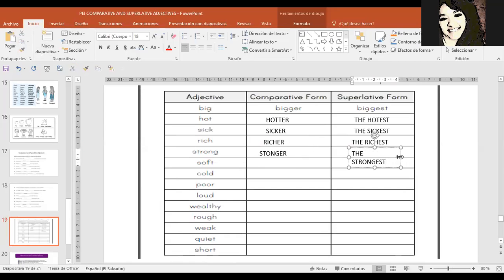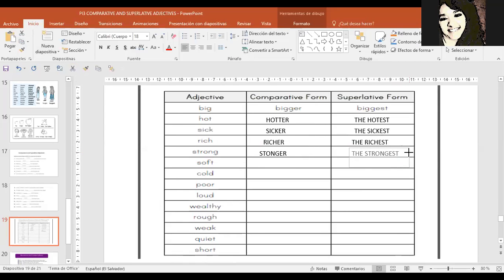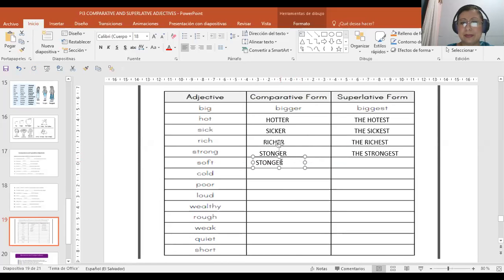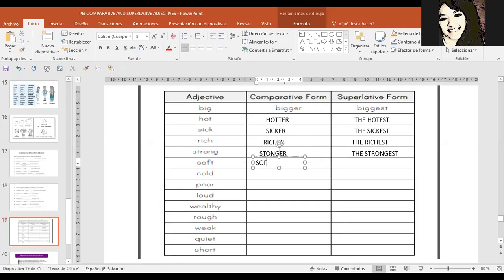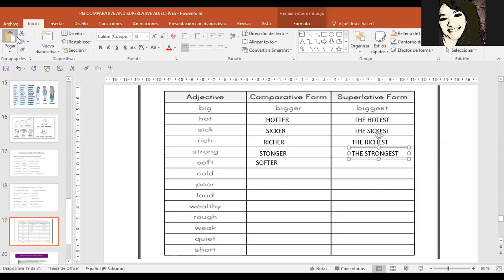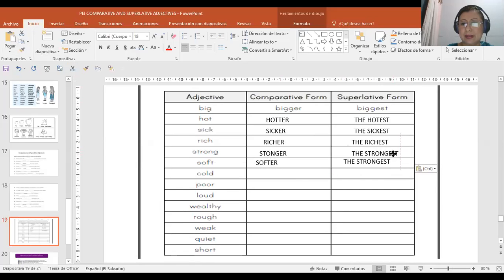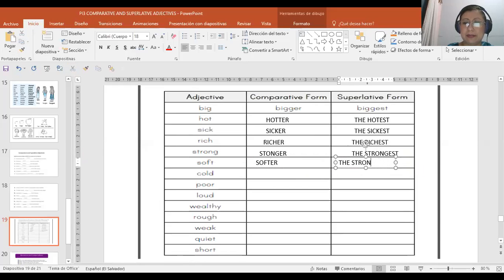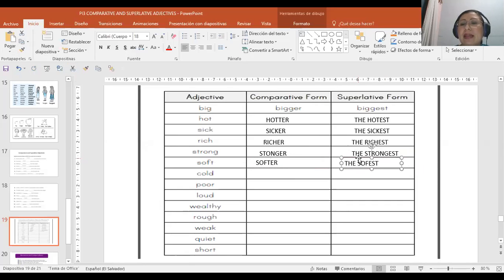Excellent. So I need a volunteer for soft. May I, teacher? Yes, please, go ahead. Softer, comparative. And superlative, the softest. Okay, let's see. It's correct, teacher. It's softer, the softest. Yes, the softest bed in the world, right?